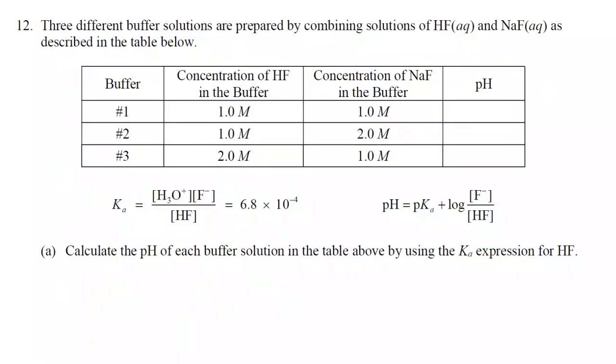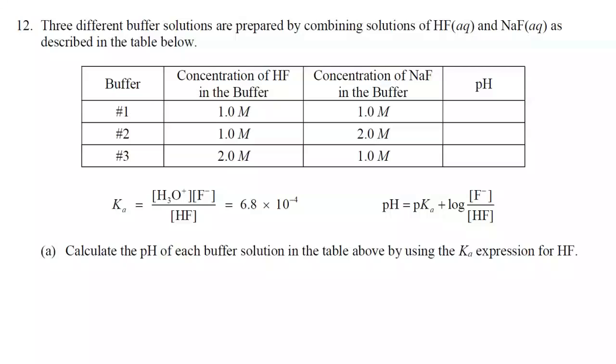All right, this is question 12 in the packet. It says 3 different buffer solutions are prepared by combining solutions of HF, or hydrofluoric acid, and NaF, or sodium fluoride, as described in the table below. So in the table, there are 3 different buffer solutions, and we are given the data for the concentration of hydrofluoric acid in the buffer and the concentration of sodium fluoride in the buffer. So part A says to calculate the pH of each buffer solution in the table above by using the Ka expression for hydrofluoric acid.